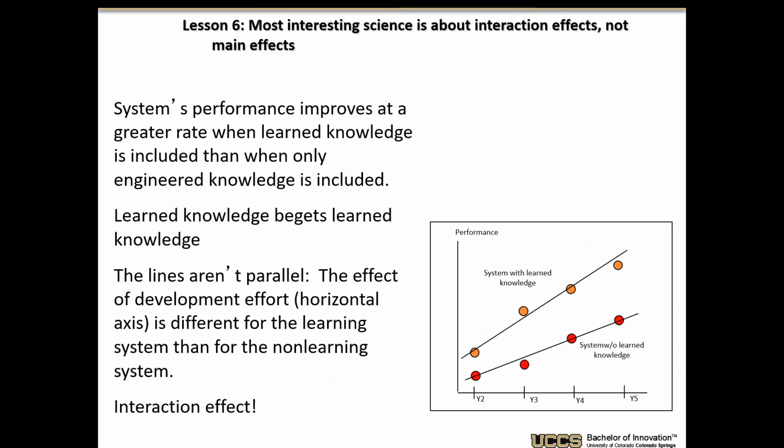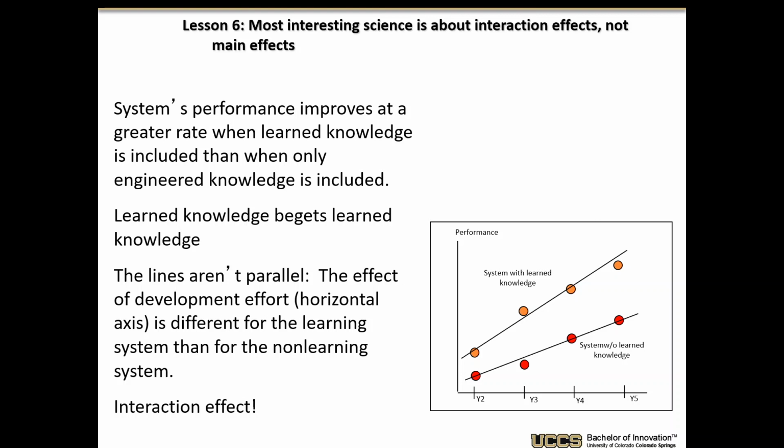Another one of the lessons was that most interesting science is about interaction effects, not just the main effect. So if I looked at the system performance at greater levels of knowledge when learned knowledge is included, only when engineering knowledge is included. So I can look at a knowledge base where it's engineered knowledge versus incrementally adding data. Learned knowledge has the advantage that once I've learned knowledge, that often makes it easier to learn more knowledge. From a human point of view, that's well known. Right? The more I know, the more connections I can make between things, the more I can learn effectively.